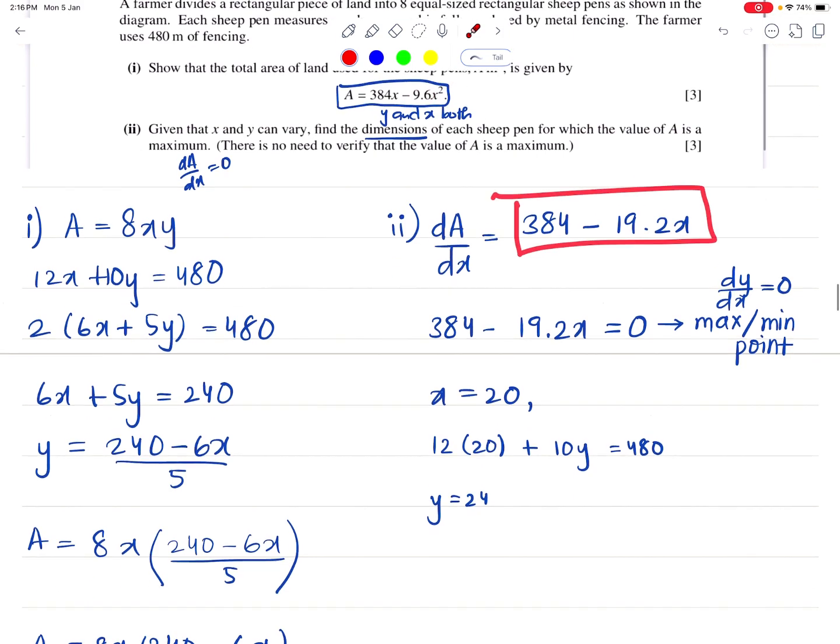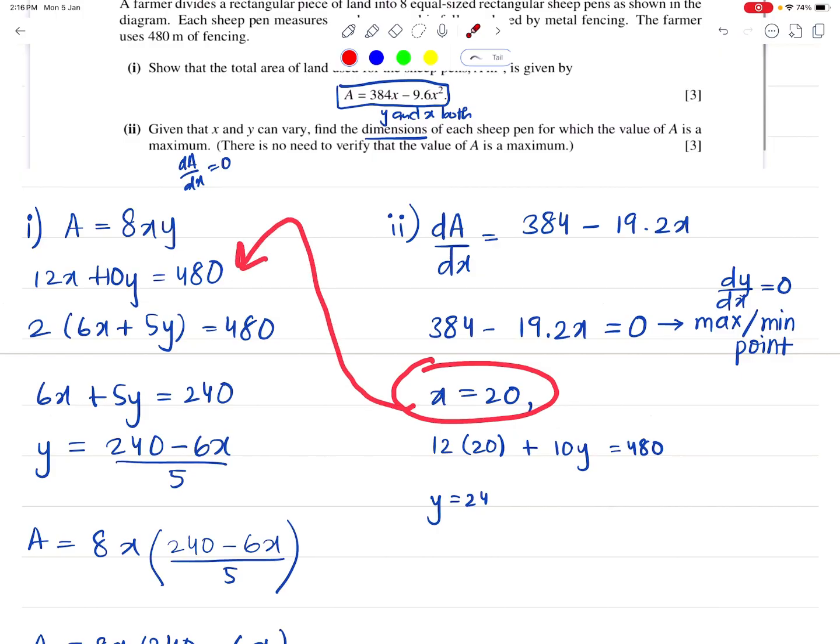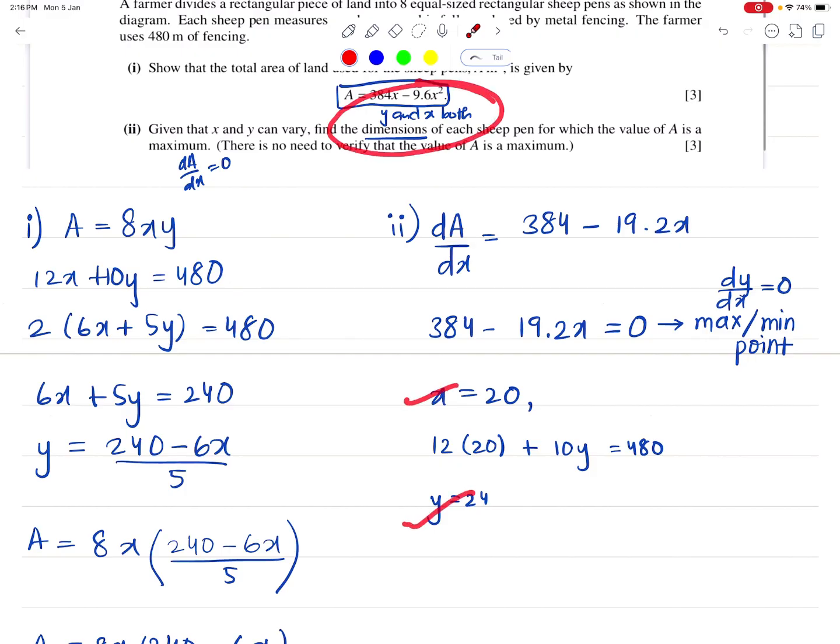I'm going to put this equal to 0 and get the value of x as 20. Then I'm going to substitute this value of 20 into this equation over here, which I've done over here as well. That gives us the value of y as 24. I need to find both x and y because it said dimensions.